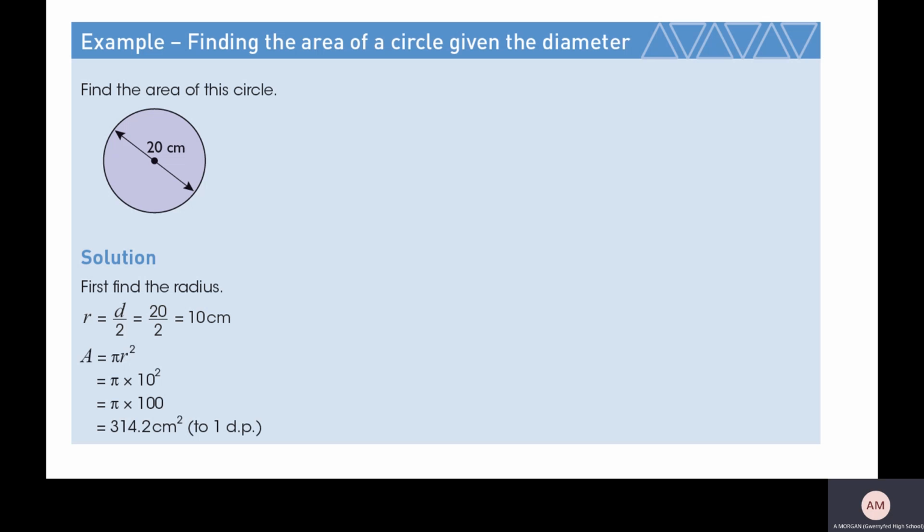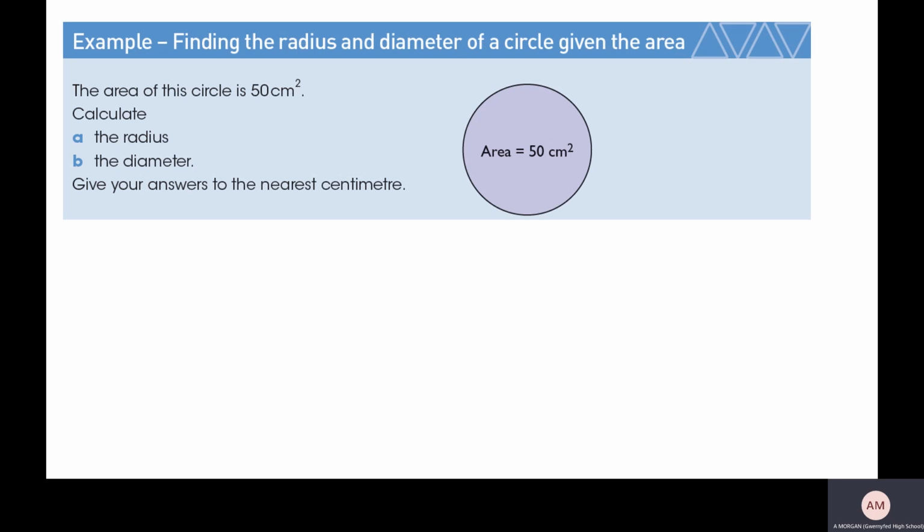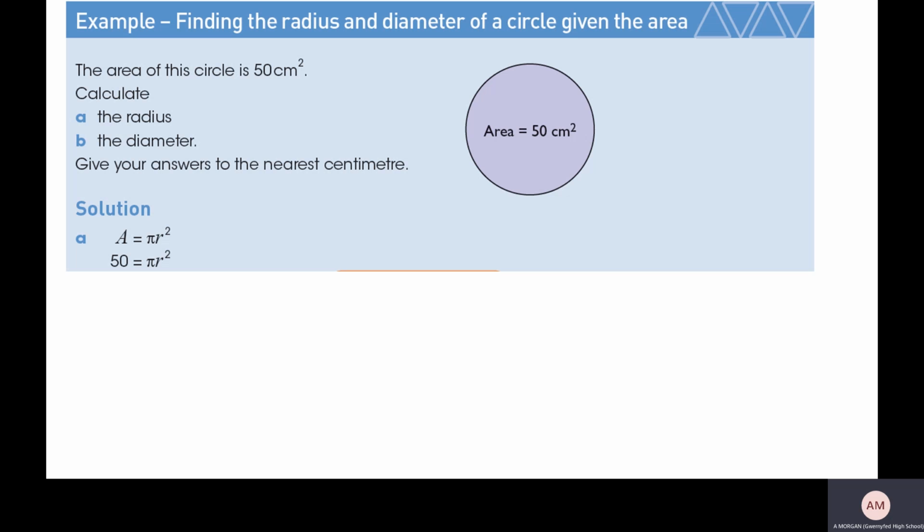Okay, so we'll look at another question. So here we've been given the area of the circle, and we want to find the radius and the diameter. So let's write out our formula again, pi r squared, and put in the information we know. So area equals pi r squared, and we know that the area is 50. So 50 equals pi r squared.